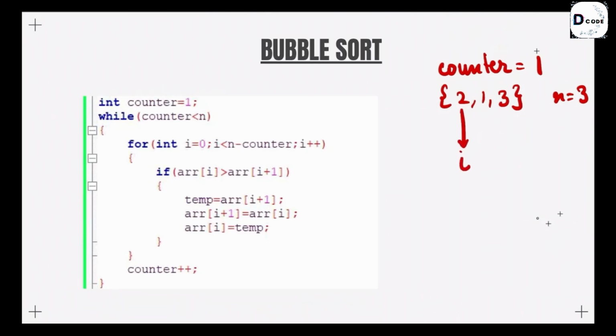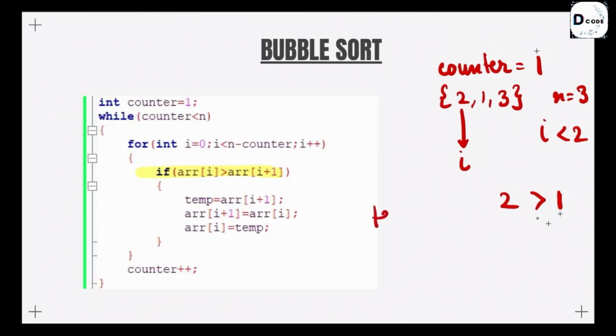And it will be done till i is less than n minus counter. So n minus counter is 2. So it will be performed till i is less than 2. If array of i is greater than array of i plus 1. As we have discussed, it will check the adjacent elements. So what is array of i? 2. And array of i plus 1 is 1. It will check the condition, which is true. 2 is greater than 1.